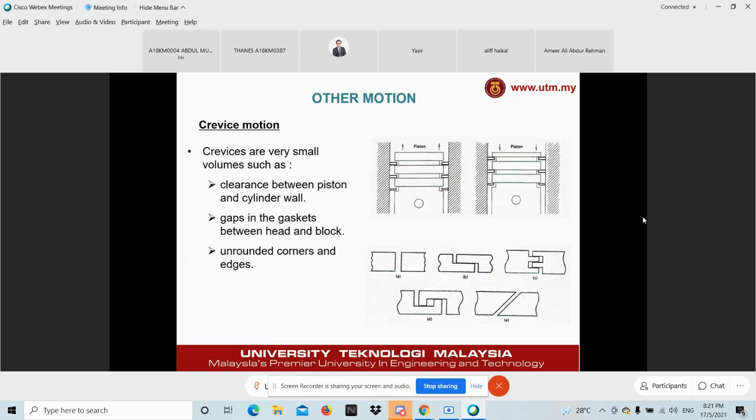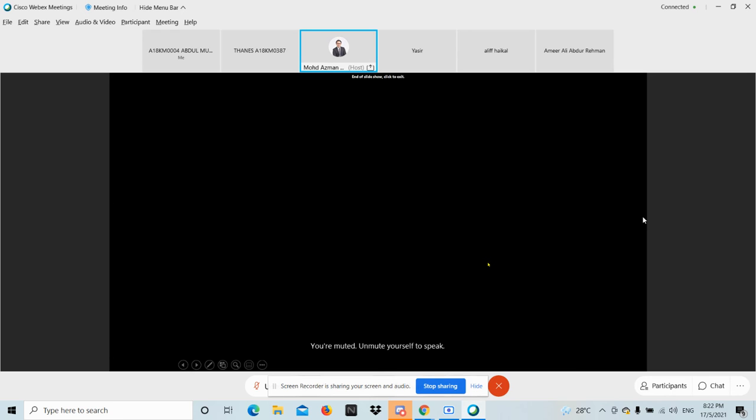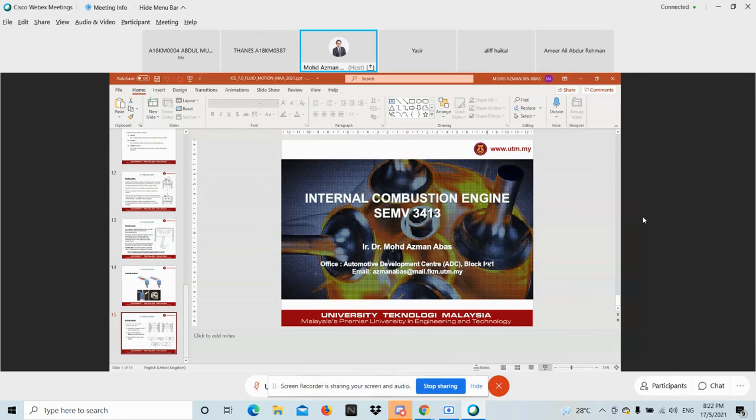And of course you have the crevice motion. Like I said, these are the small miniature motions of air mixture that go in between gaps and crevices within the combustion chamber, or very small volumes, such as the clearance between the piston and the cylinder wall, the gap in the gaskets between the cylinder head and cylinder block, and around corners and edges, especially in between the piston rings. So that is pretty much it on the fluid motion. Nothing much on this fluid motion.